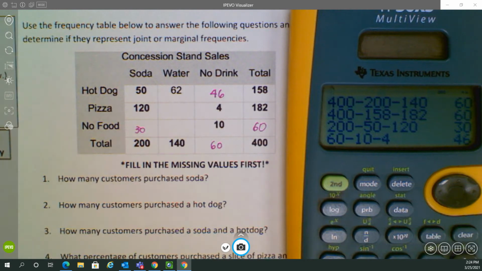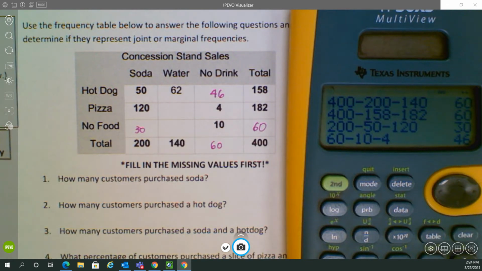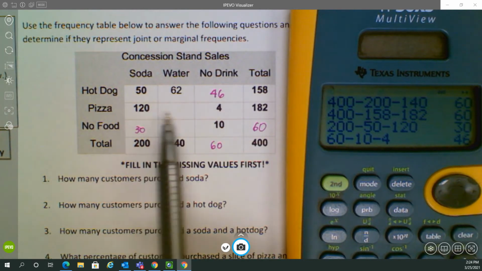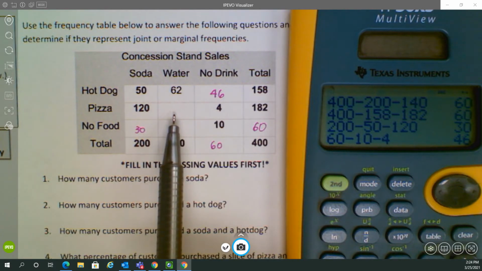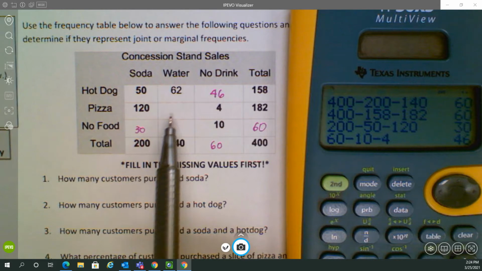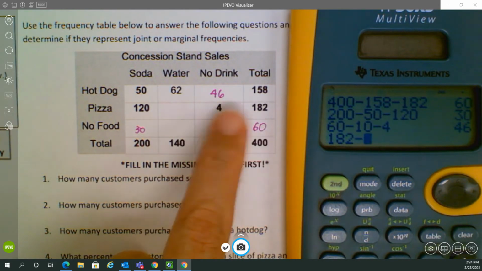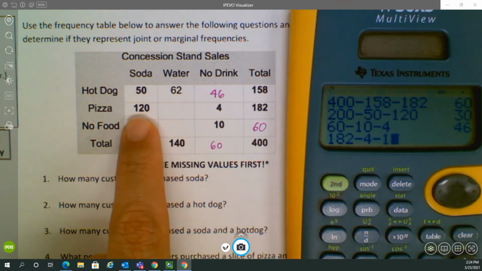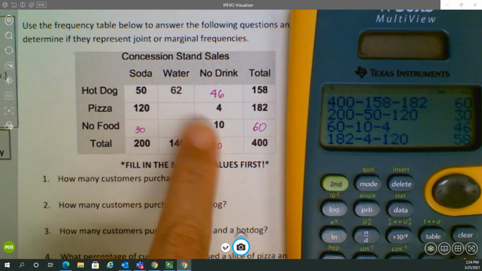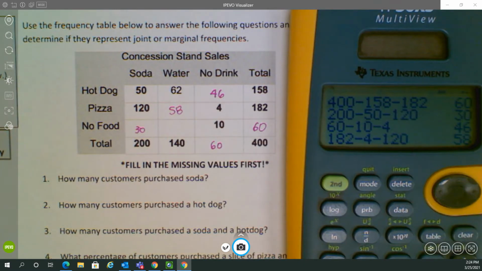All right, let's see what's left. Well, I can't really fill in these columns because I'm missing 2 values. But if I look at the rows, I see that I have just 1 value missing in the pizza row. So I can find this number by taking 182. I'll subtract the 4 that have no drink. I'll subtract the 4 that order a soda, and I'll see that 58 people will order a pizza and water.